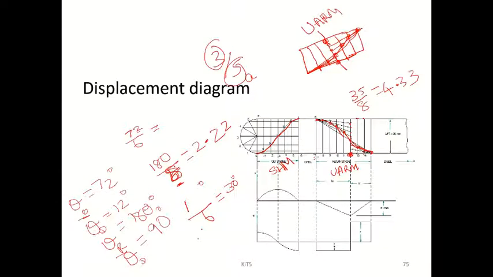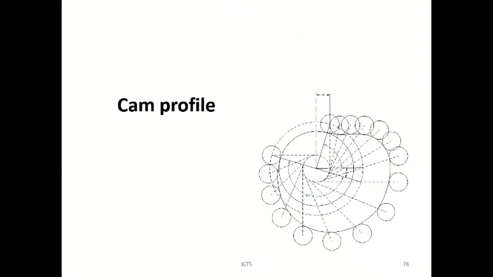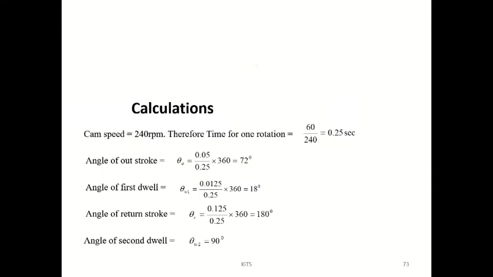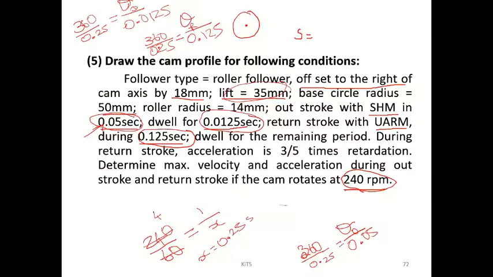Now we have to move to the cam profile. In the cam profile, first of all, here we have 3 radius values. First one is the base circle radius, 50 mm, then the roller radius, then the offset value. So the base circle value is 50 mm.